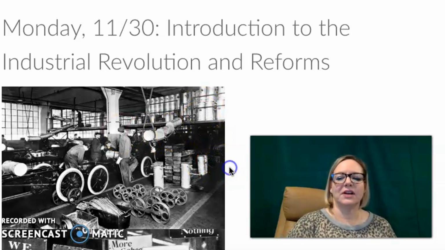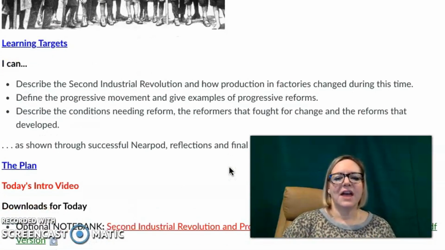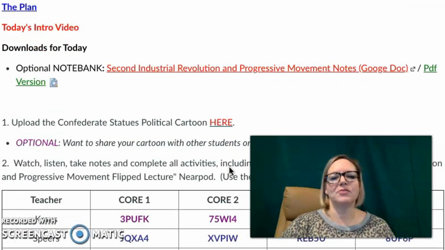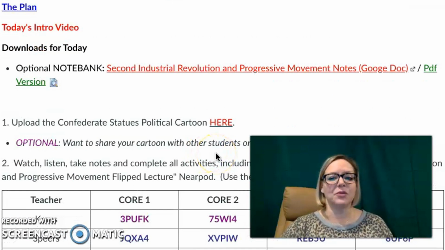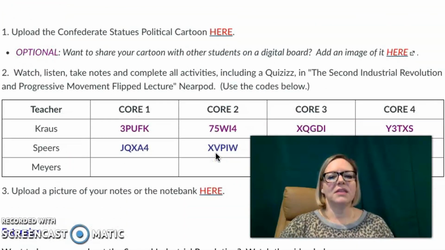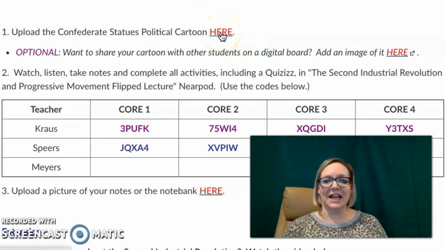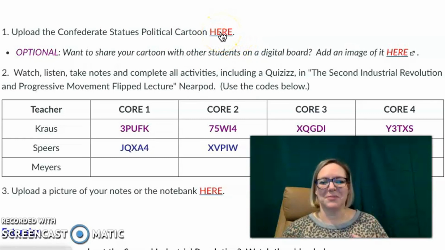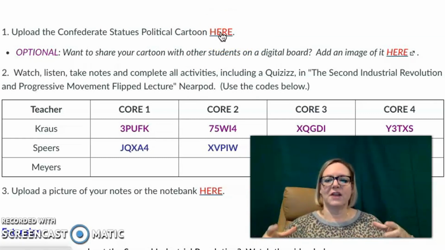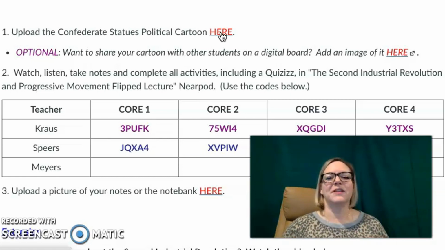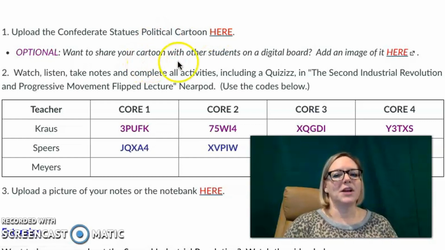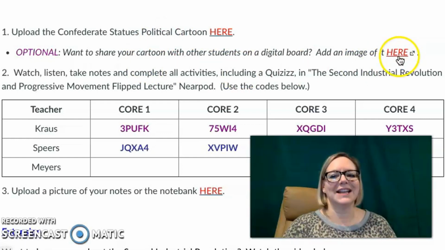I'm going to scroll down, read through my learning targets, and then I'm going to notice that there is an optional download of a note bank, which I can use with my Nearpod later. Then I'm going to notice that it's time to upload my Confederate Statues political cartoon by clicking on that link. Don't forget, because it's worth 15 points. You can take a picture of a physical cartoon that you've created, or if it's digital, you can upload the digital item there. If you want to share your cartoon with others, you're going to click here.